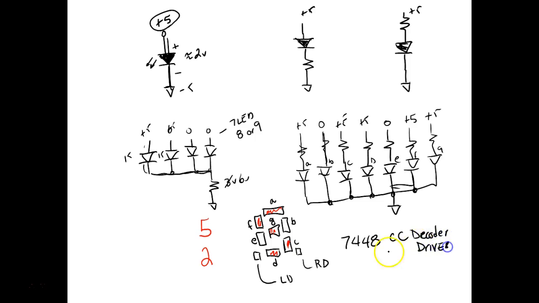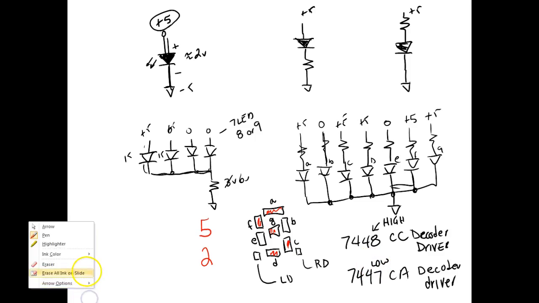And then we have a 7447, which is a common anode decoder driver. Now, that means this guy right here outputs a high to turn on a segment. This guy right here outputs a low to turn on the segment. And so common anode would look like this.